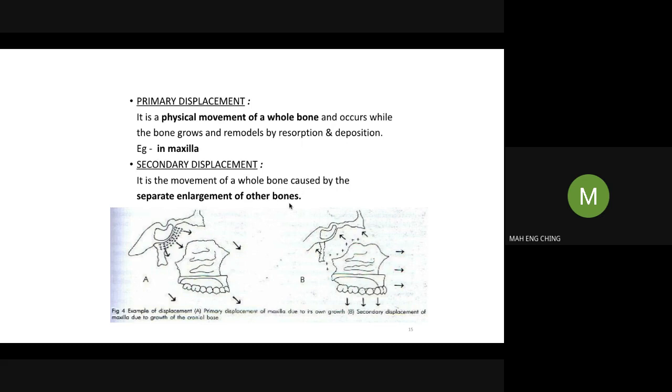Secondary displacement is a movement of the whole bone caused by the separate enlargement of another bone. Because the other bone grows bigger, it pushes the bone to the side, or to the front or the back. This is called secondary displacement, caused by another bone. So look at these pictures. On the left side, this is primary because the bone grows itself, with a plus and minus. And on the right side, this one is secondary. You see, when the maxilla grows, we push it away from the base of the skull. This is called secondary displacement. So primary is by itself, secondary is pushed by others.